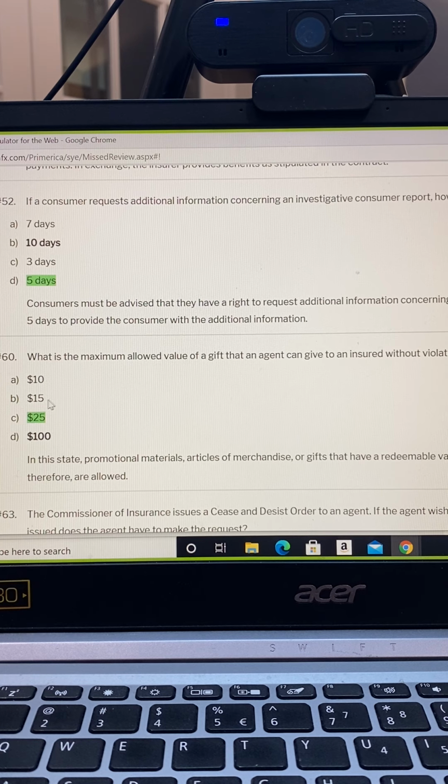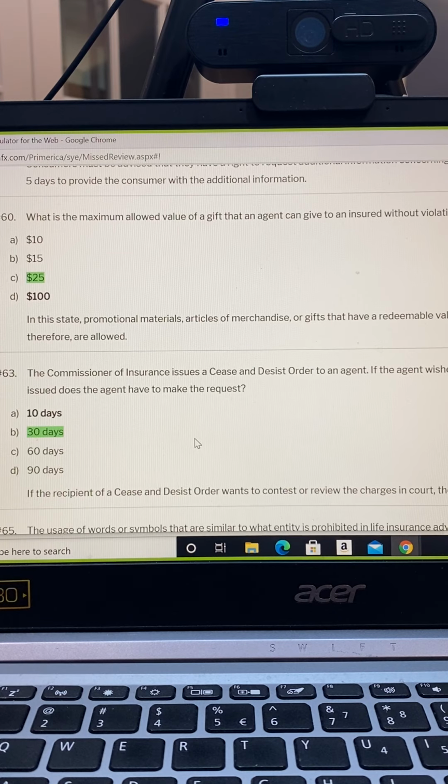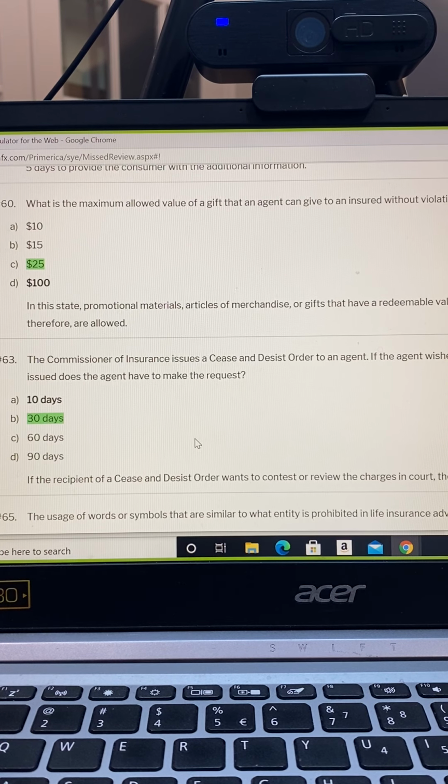You said $25 on this. I said 100. So you was right. And securities, it must be 100. The Commissioner of Insurance issues a cease and desist order. An agent wishes to contest the charges in court. How many days does the agent have to make the request? 30 days.